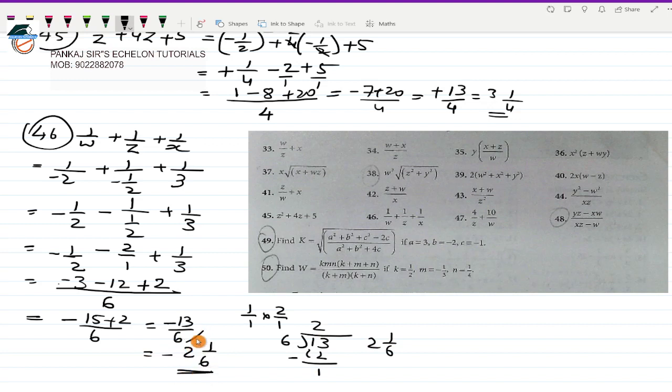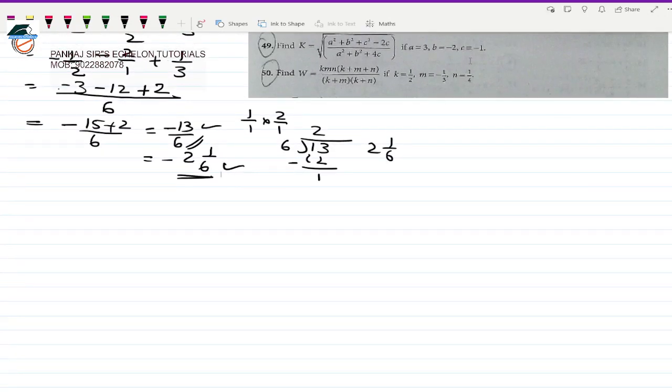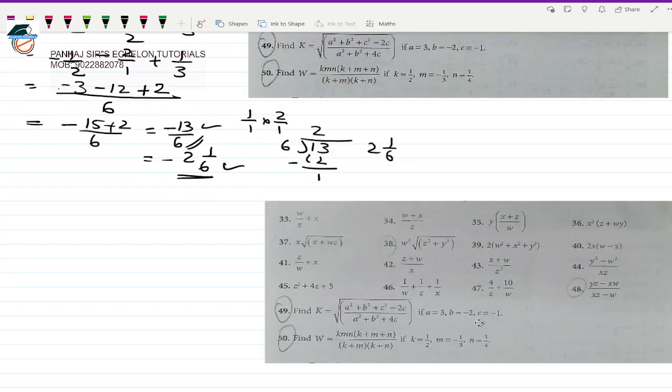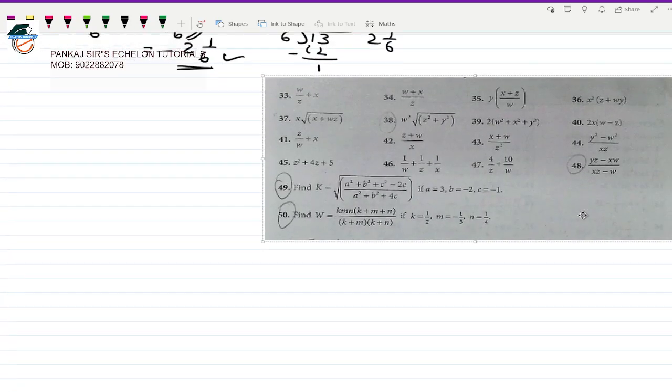Okay. So either the answer will be minus 13 by 6 you can write, or minus 2 1 by 6 you can write the answer. Now let us check the answer behind. And the answer behind in the book is given as minus 2 1 by 6. That's perfectly okay, right? That was question number 46. Now let us come to question number 47, right? So here we go.